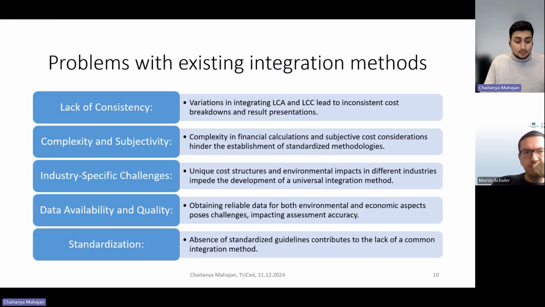So what are some of the problems with them? First of all, they're not consistent. They change from person to person who's conducting the study. They change from sector to sector and industry to industry. They're very complex, and it takes a lot of time, effort, and money to do the studies.